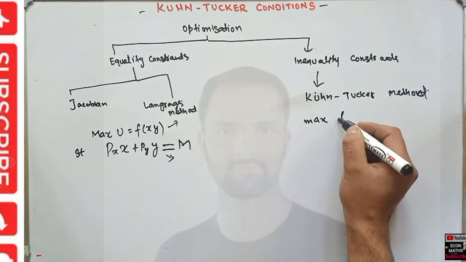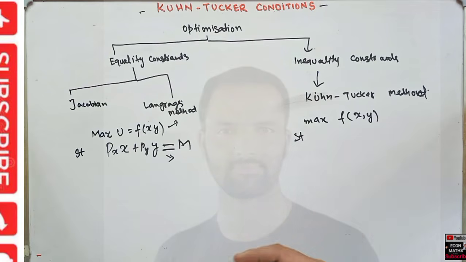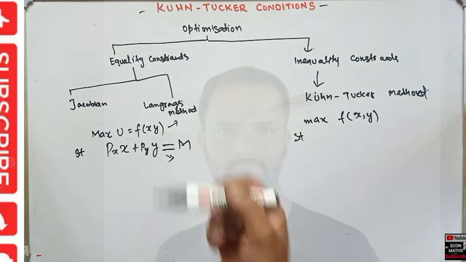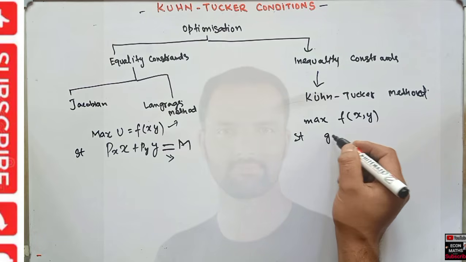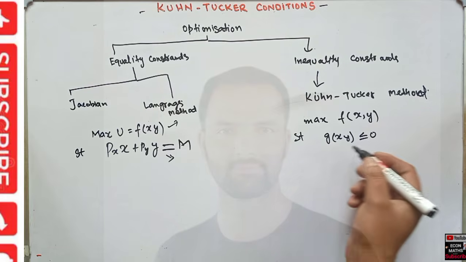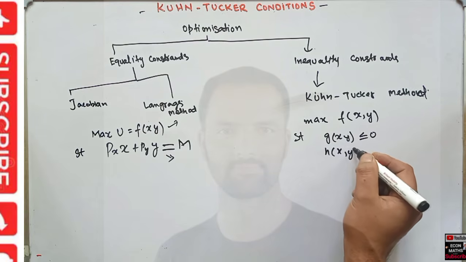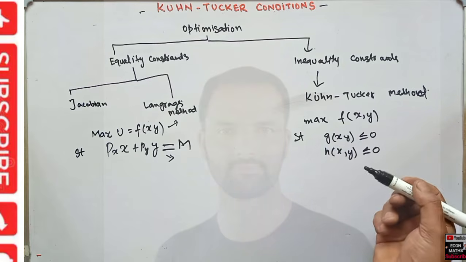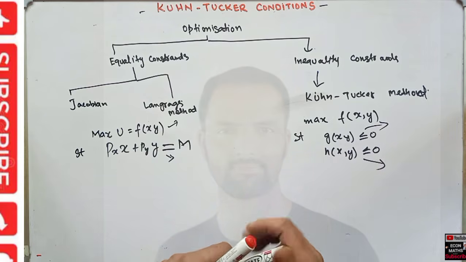We want to maximize our utility function. Let us say we have a function subject to the inequality constraint. We don't have the equality constraint. If it was the equality constraint, we can easily use Lagrange's method. So let us say we have g(x, y) is less or equal to 0, and we have another budget, what we can say constraint, that is an inequality constraint. Let us say h(x, y) is less or equal to 0. I'm just writing it randomly. So in this case, when we have the inequality constraints, we use the Kuhn Tucker condition.